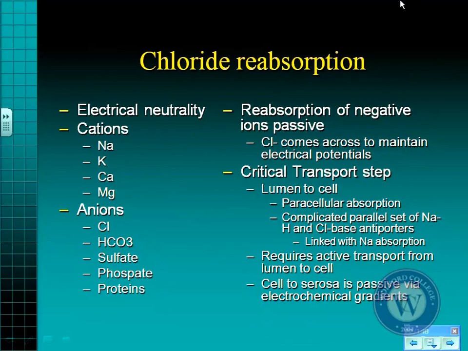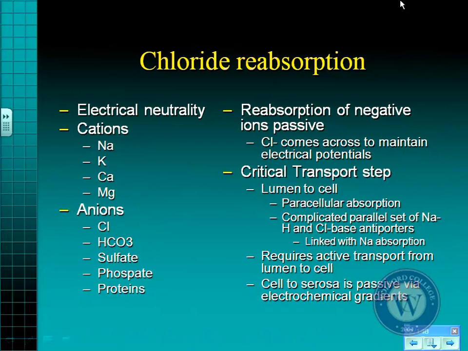Okay? The critical transport step is lumen to cell. You get paracellular absorption, which is a complicated parallel set of sodium, hydrogen, and chloride-based antiporters linked with your sodium reabsorption. Basically, what their book is trying to say there is that for every sodium molecule you bring in, you pull in a chloride with it. Okay? And it will require active transport from the lumen to the cell.